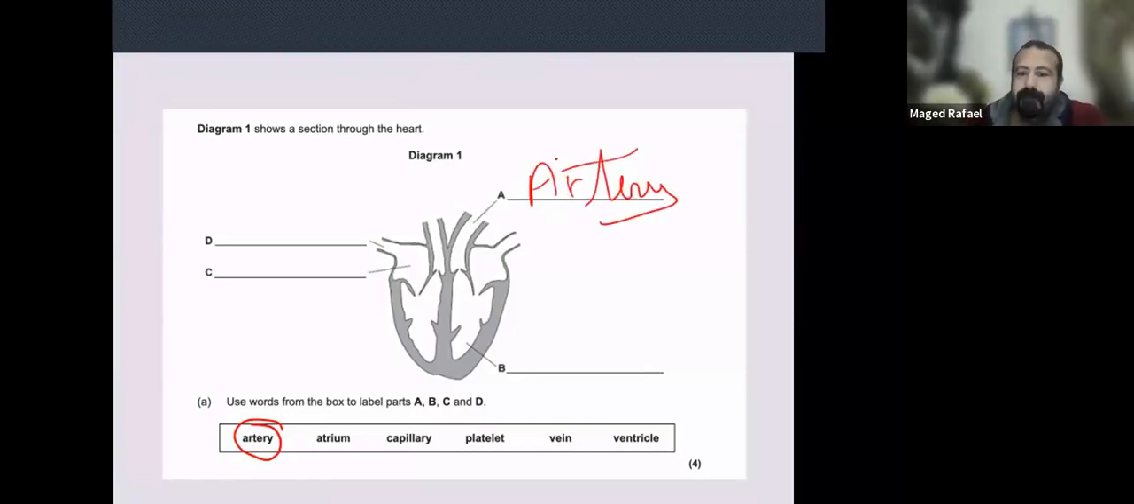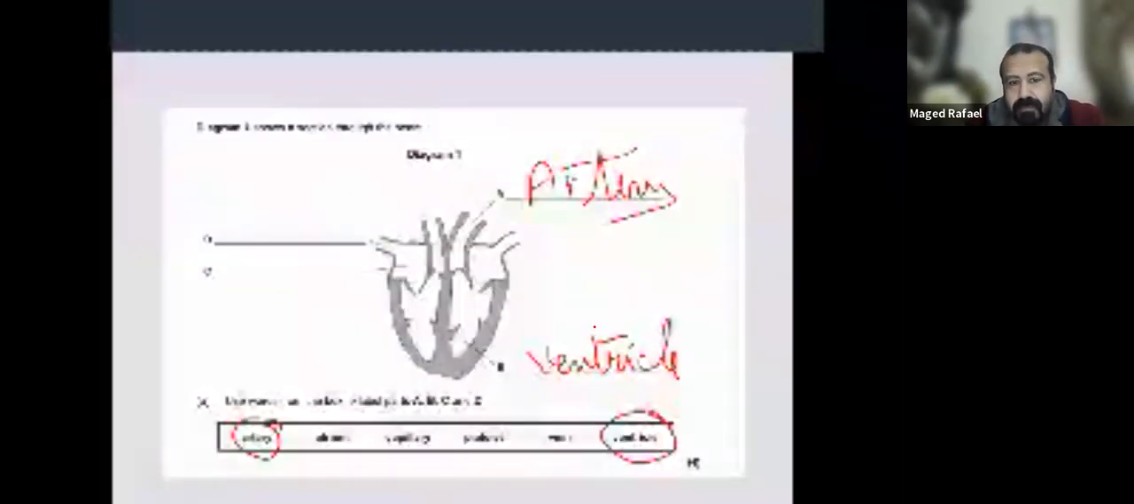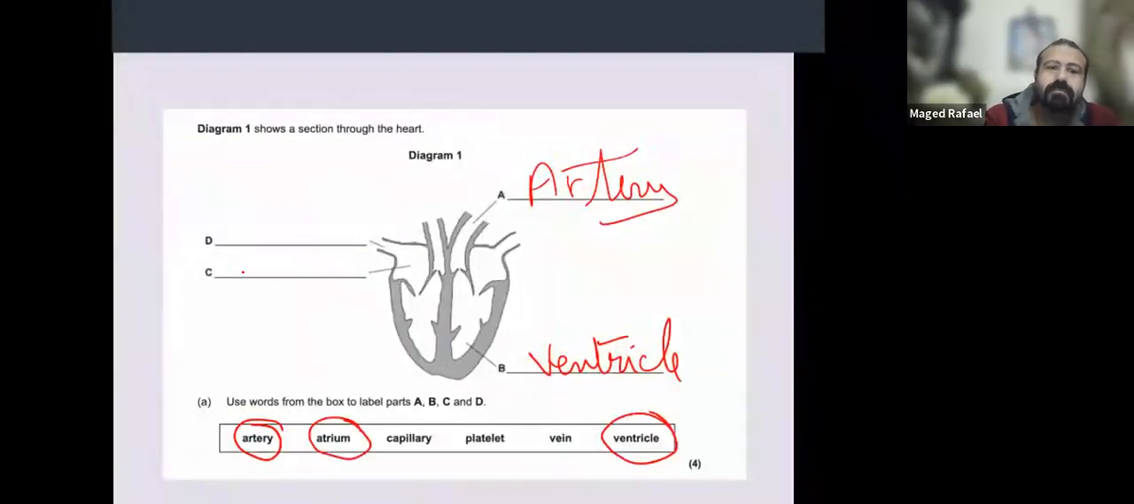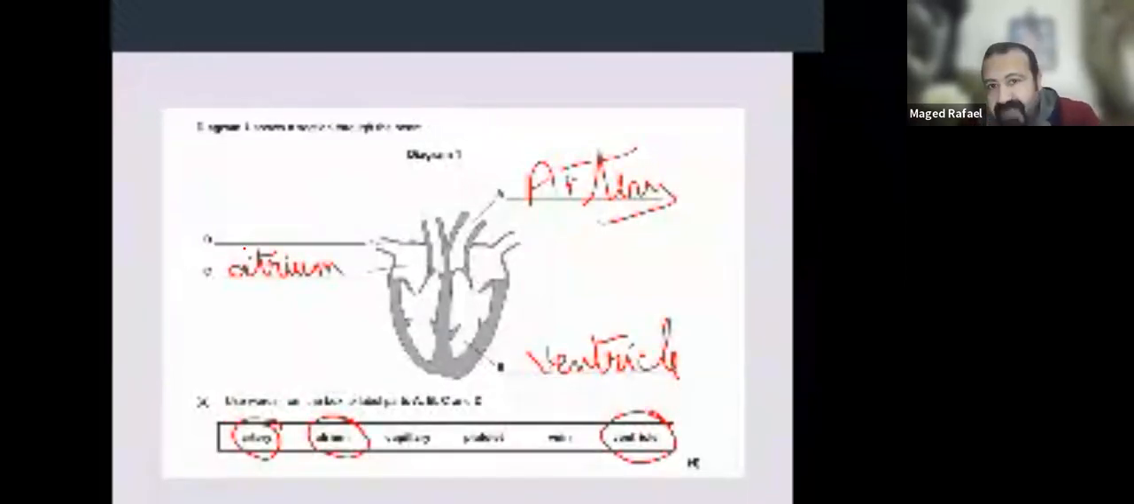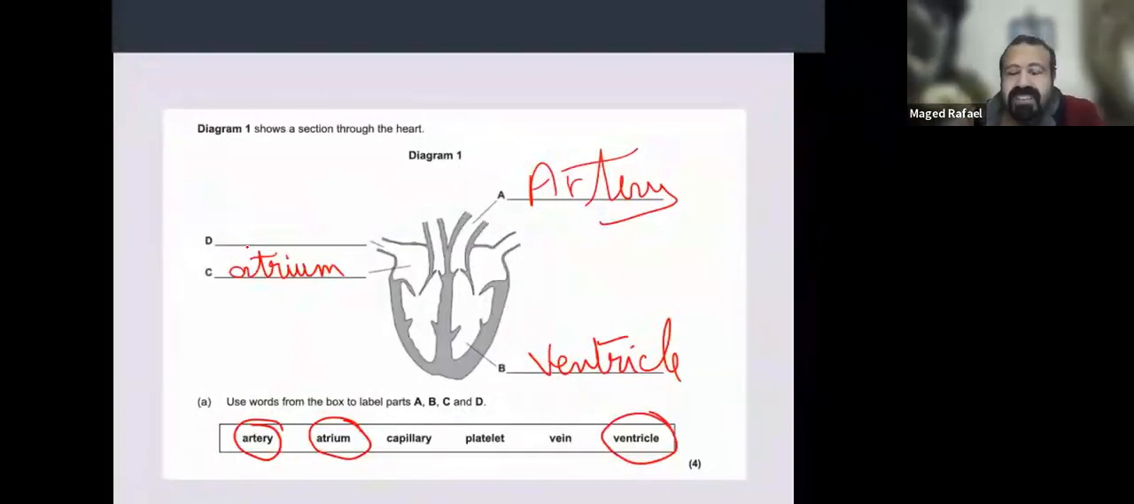What's B? B is the ventricle. What's C? C is the atrium. And the plural of atrium, guys, atria, because you might find a question talking about 2 atria. So don't be confused. And what's D? Exactly, D is the vein.